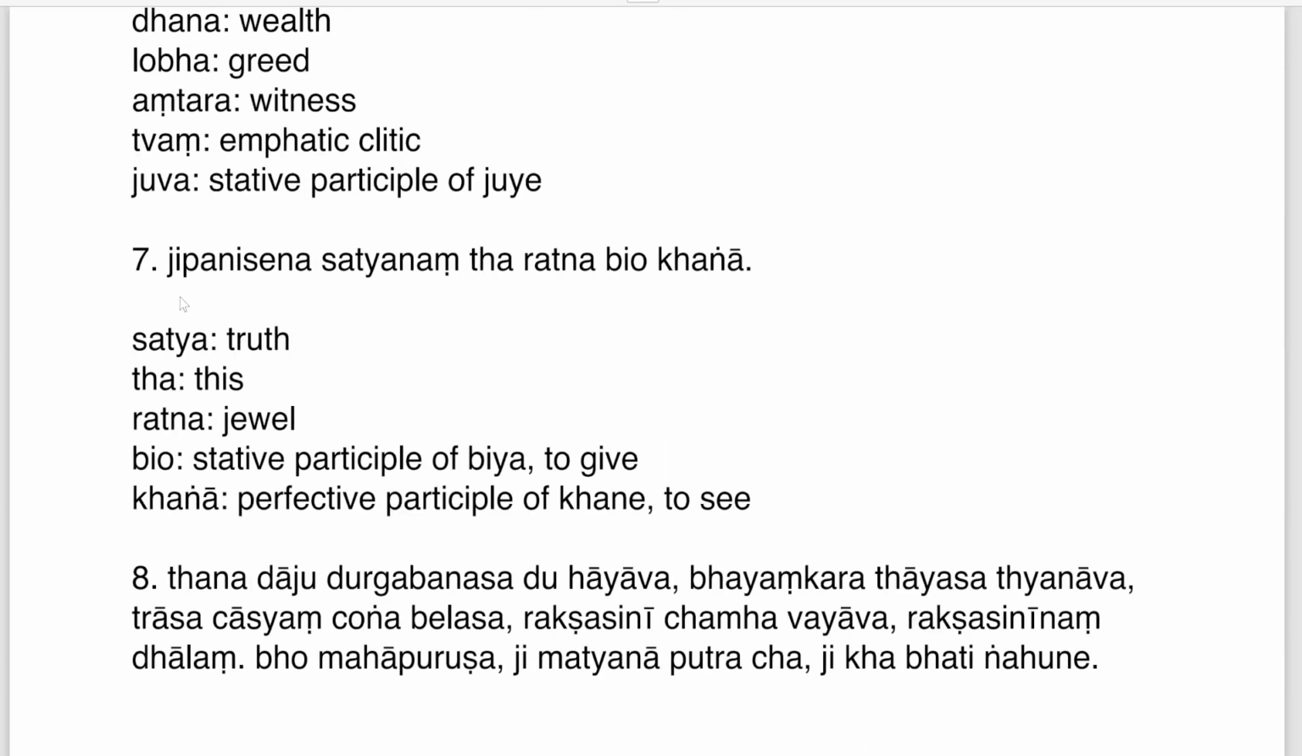Okay, so the seventh sentence is also a short one. Anyone would like to try? Yeah, please. 지방세나 사체노 하나 비옥하나. I think this is we see what the truth gives this jewel. Oh, can you repeat? We see what the truth gives this jewel. Yes. So can you break it?